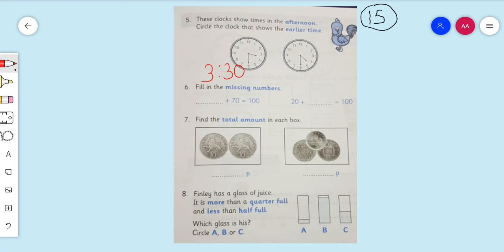Now let's look at this second clock. The hours hand is between the 4 and the 5, and the minutes hand is on the 6, which means half.